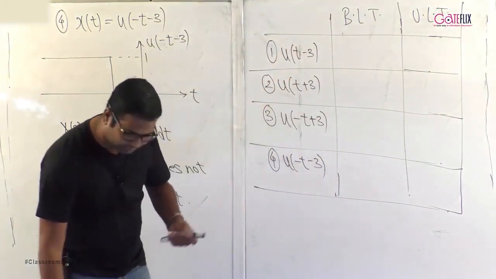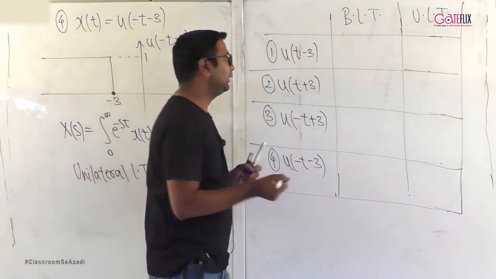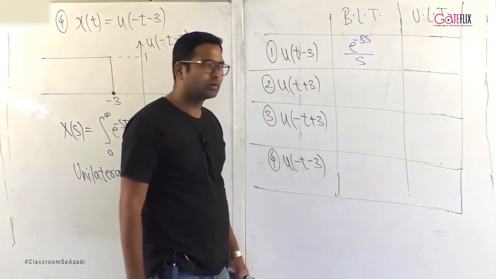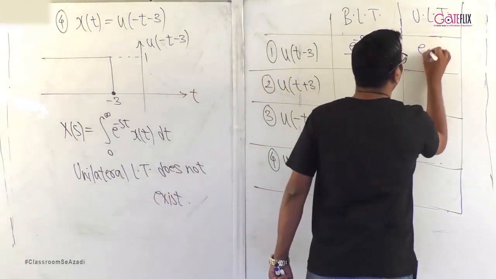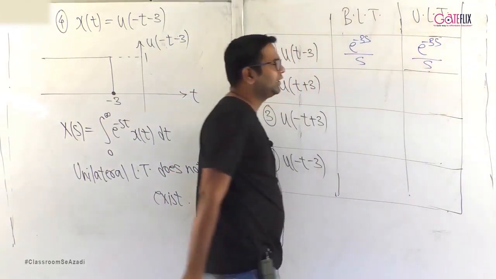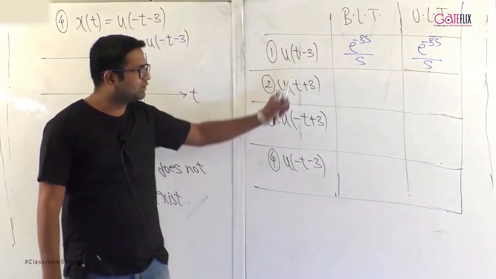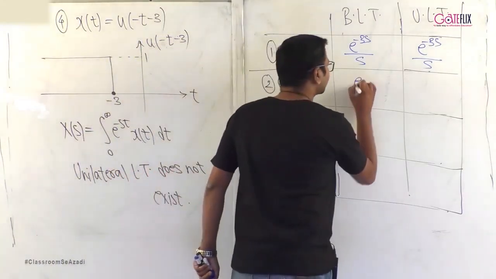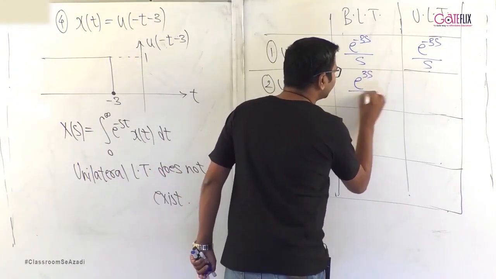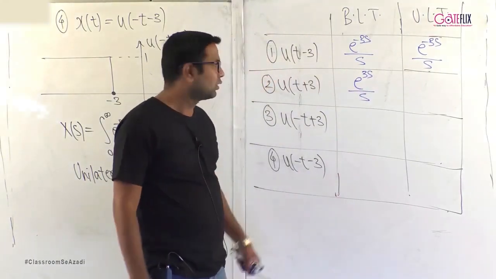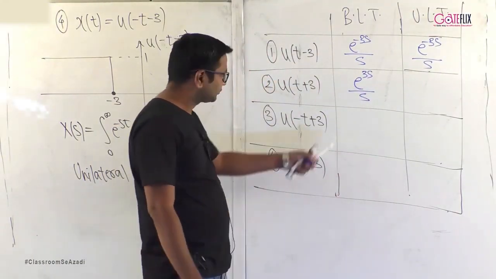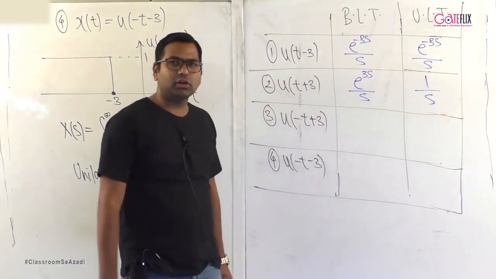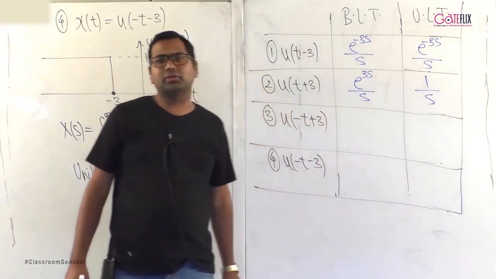For u of t minus 3, the bilateral Laplace transform is e raised to minus 3s by s. Whereas the unilateral Laplace transform also we have found out is e raised to minus 3s by s. Therefore, for the first signal, you can observe that the unilateral and bilateral Laplace transform are same. For the second question, the bilateral Laplace transform was e raised to 3s by s. Whereas for the second question, the unilateral Laplace transform was 1 by s. As you can observe, the bilateral and unilateral Laplace transform are different.